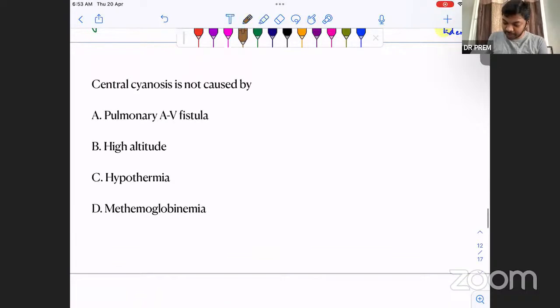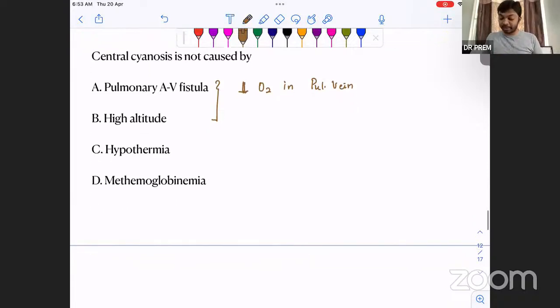Pulmonary AV fistula as well as high altitude will be bringing down oxygen in pulmonary veins very much. In pulmonary AV fistula, there is going to be mixing of oxygenated as well as deoxygenated blood. As a consequence, there is going to be reduction in oxygen tension in the pulmonary vein. Similarly, in high altitude, there is hypoxia. As a consequence, there is going to be decreased oxygen in pulmonary veins.